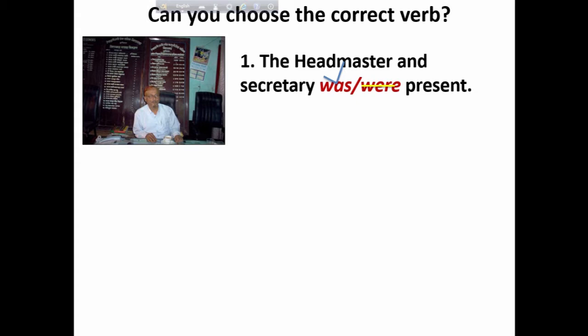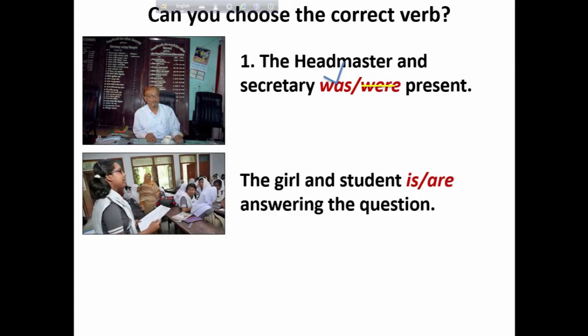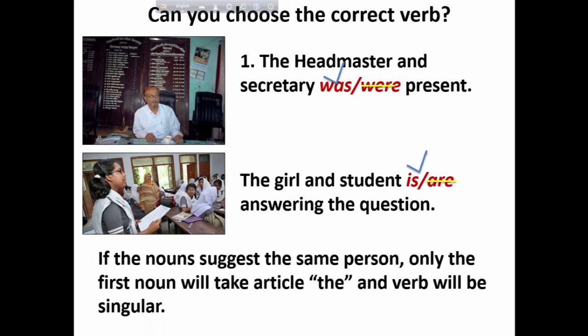When you get one article, then it will be singular. The girl and the student is or are answering the question. So it will be is, because here you have also found only one article. If the noun suggests the same person, only the first noun will take article the and the verb will be singular.